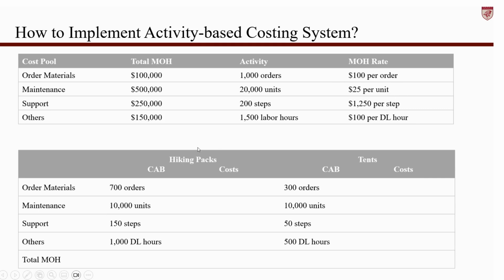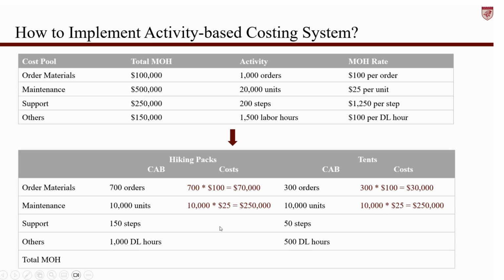So the following on the above is just what we have calculated. And we're going to use that when we are now going to allocate towards hiking packs and tents. And let's say these are the consumption of each type of activities. Okay, based on these and based on the activity rates that we have calculated, we can multiply the consumption of activities times the activity rate. So you will see what I mean, right? $25 per unit, 10,000 units produced, $250,000.